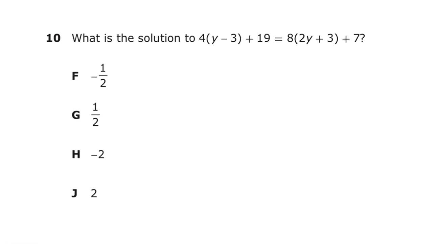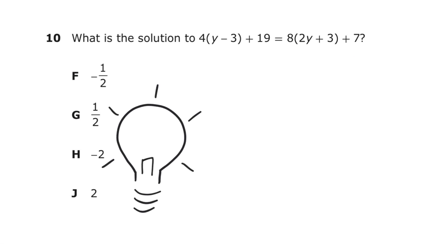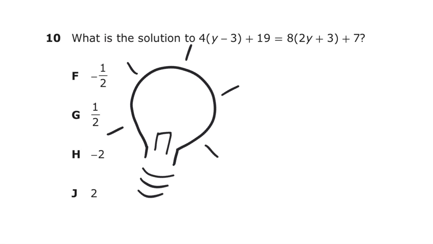Question 10. What is the solution to 4 quantity y minus 3 plus 19 equals 8 quantity 2y plus 3 plus 7? Let's think for a moment about what the writers of this exam want us to do with this question.